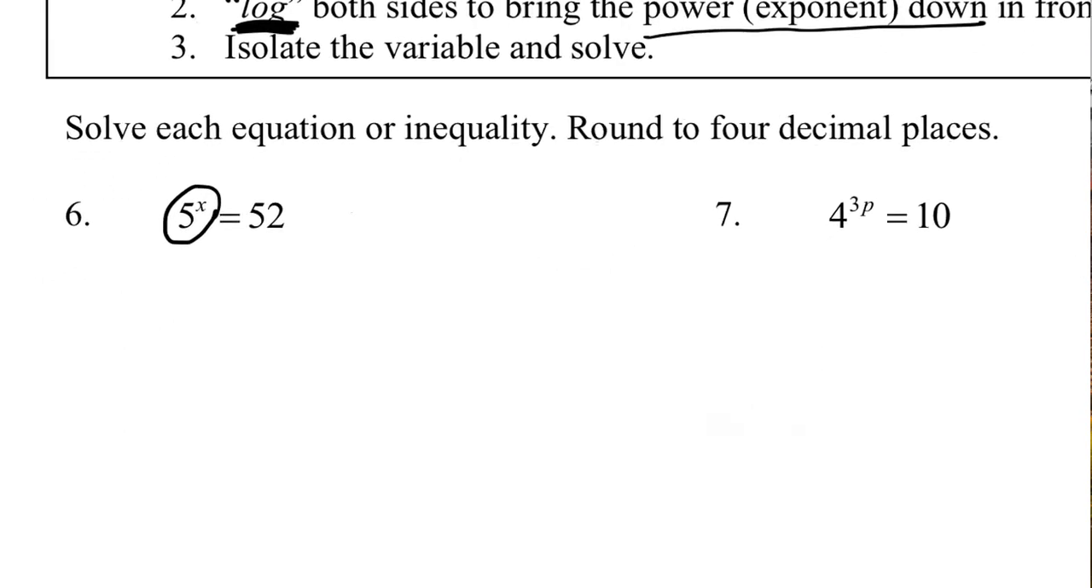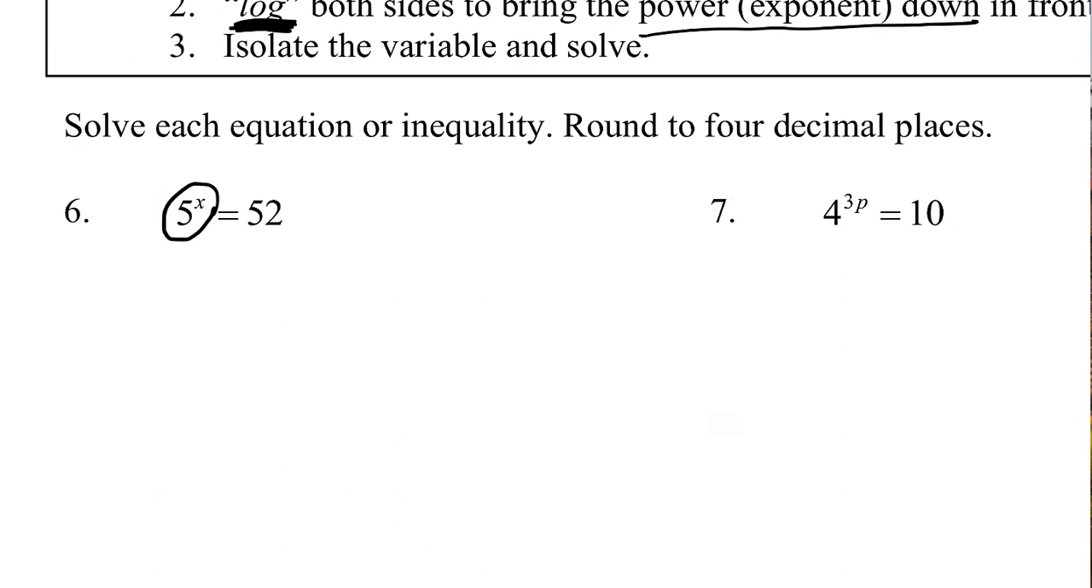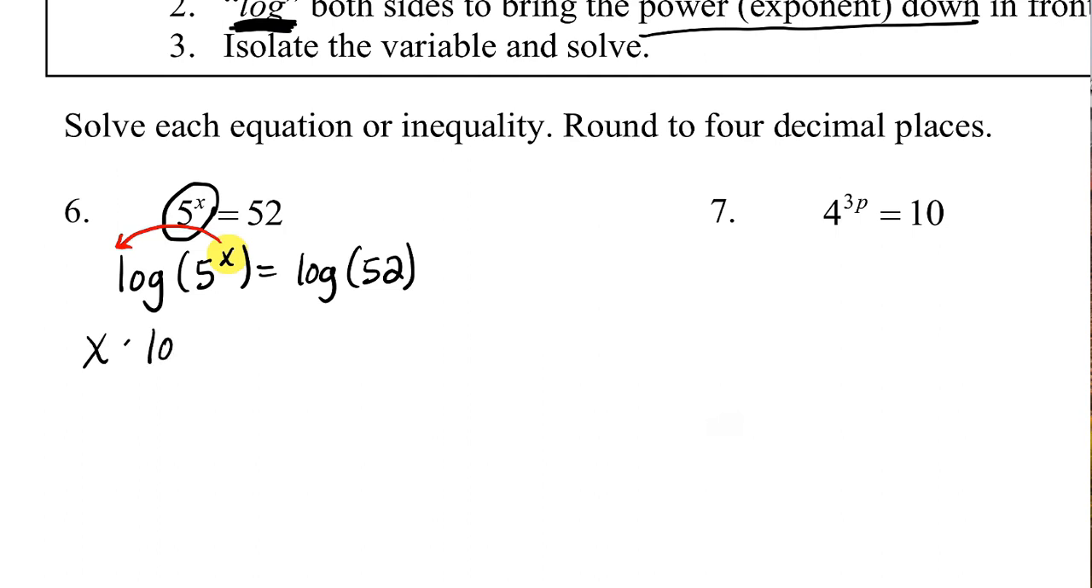So we'll start off with number 6. It's already isolated. We're going to log both sides. So log 5 to the x equals log 52. And remember, log 52, we have a calculator, so that's just some number. And then log 5 to the x, the second step is this exponent of x we can bring out in front with our power rule. So we can write it as x times log of 5 equals log of 52.